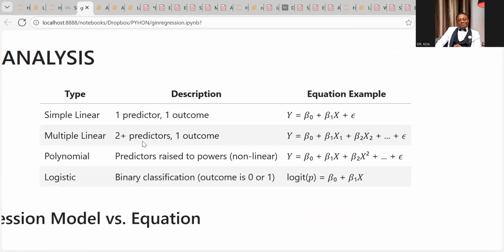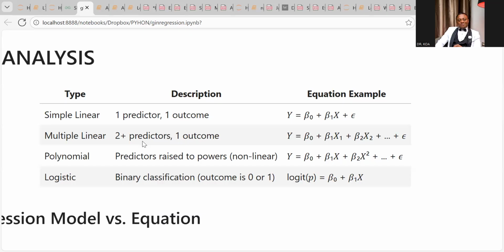Today, I'm not going to teach you practical. I'm just going to teach you the theory. There are several kinds of regressions that you can do. A regression where you have one dependent variable or one predictor and then one target, and that is simple regression.